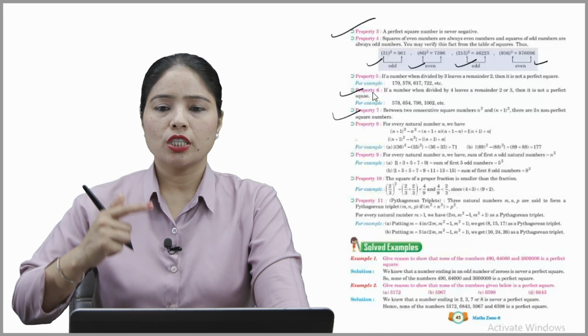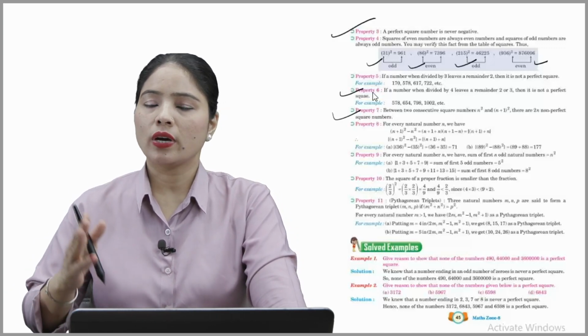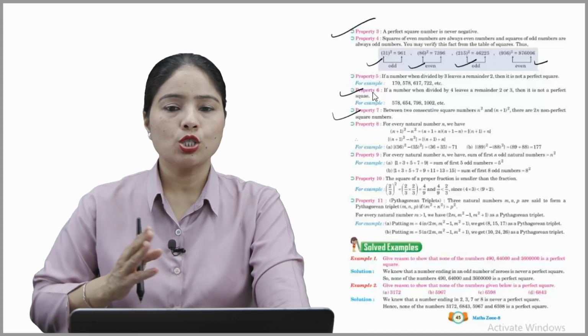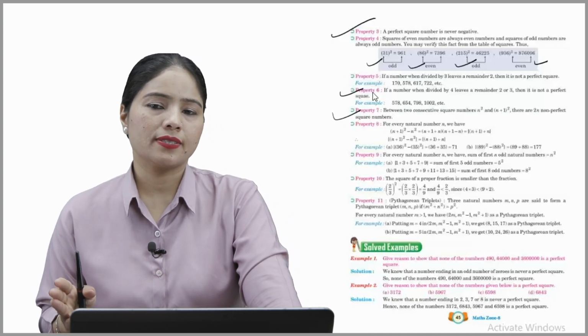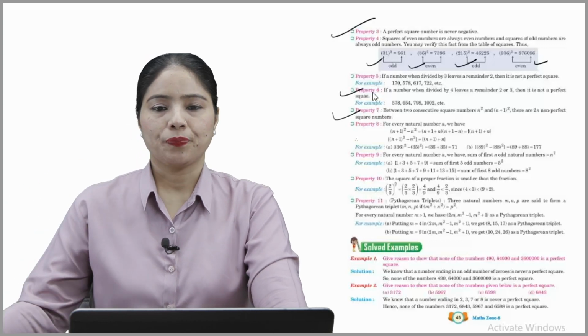Between two consecutive square numbers n square and n plus 1 square, there are 2n non-perfect square numbers. Hope you understood. Now property 8.